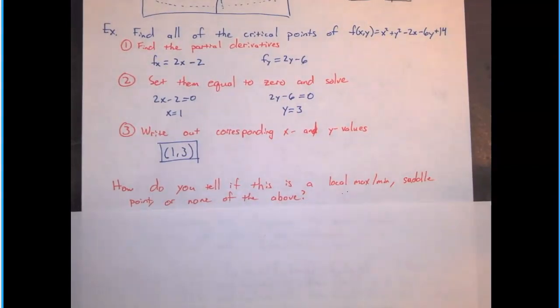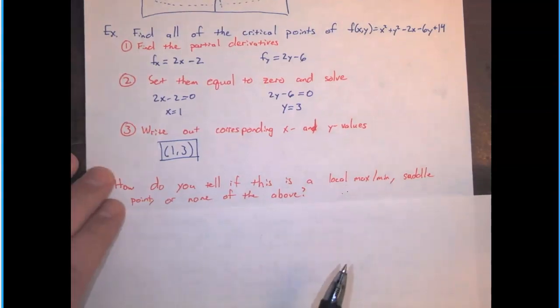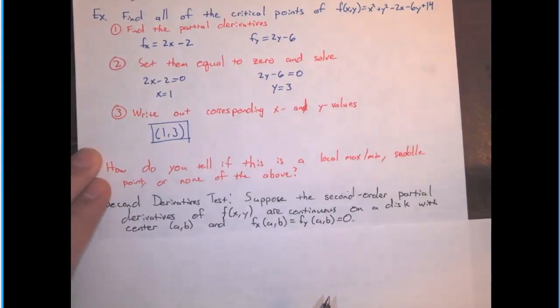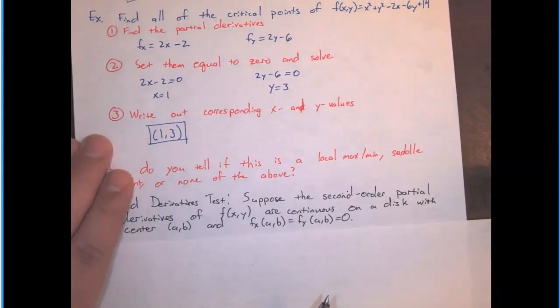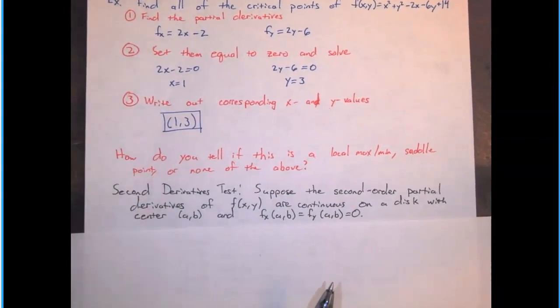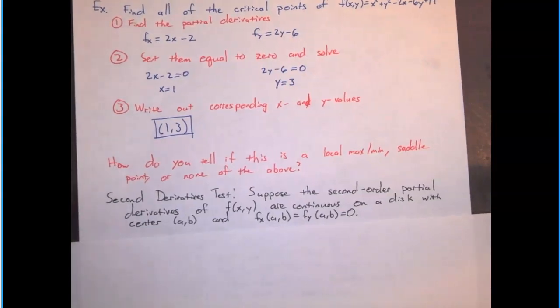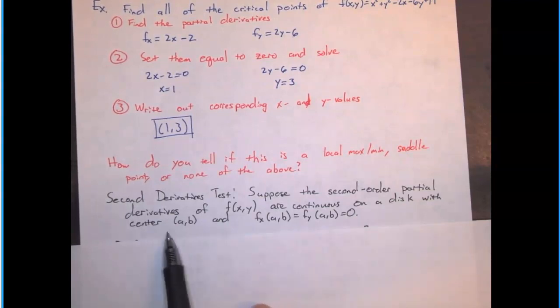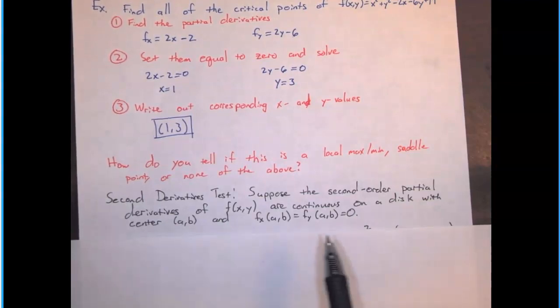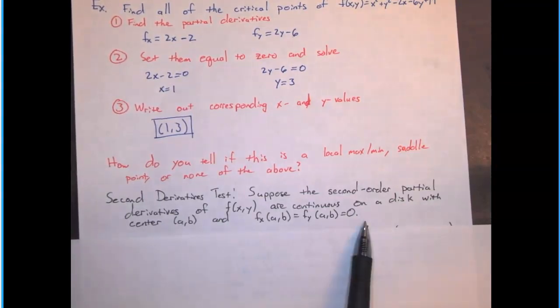Where in Calc 1, we went to the second derivative test. We're going to do the same thing here, but it's going to take on a different form. So for a function of two variables, the second derivative test, we have to have a function whose second order partial derivatives are continuous at this point that we consider, and we need this point to be a critical point, meaning that the first order partials are 0.